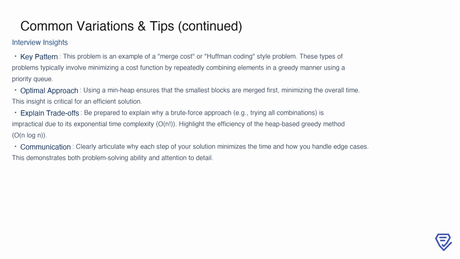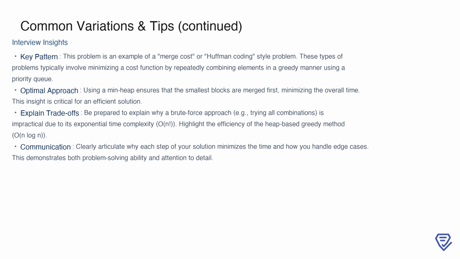From an interview perspective, this problem exemplifies a key pattern often seen in coding challenges, the merge cost or Huffman coding style problem. These problems typically involve minimizing a cost function by repeatedly combining elements in a certain order, often leveraging a priority queue to achieve efficiency. The optimal approach here is to use a min-heap to ensure that the smallest blocks are merged first, minimizing the overall time. This insight is fundamental to producing an efficient solution.